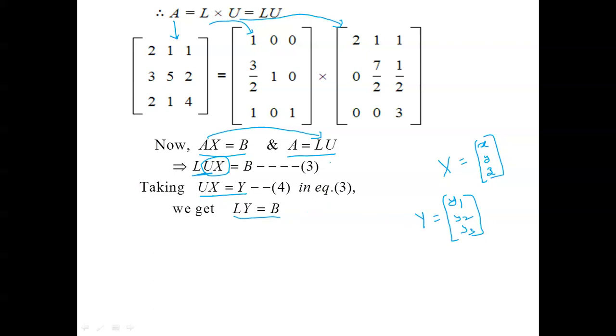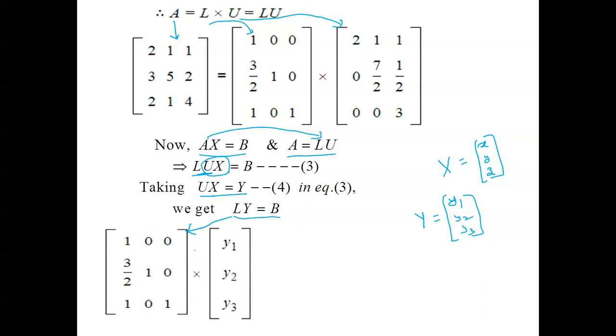L is a lower triangular matrix having the elements 1 0 0, 3 by 2 1 0, 1 0 1. That is displayed at the top of the screen. So now we have taken the L value, the lower triangular matrix. So this is the L matrix. Next Y means we have taken y1, y2, y3. Next, equal to the B matrix. B is the constant matrix that is already written in the first slide. So that value is 5, 15, 8.